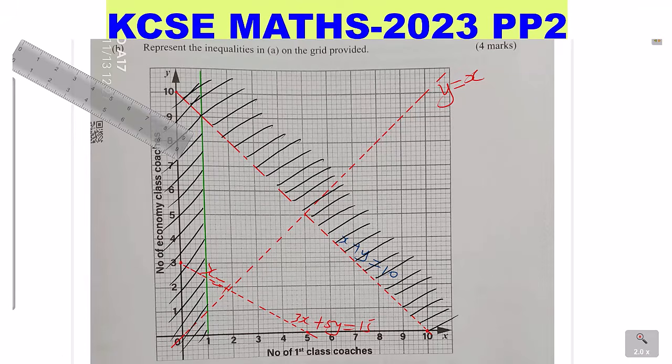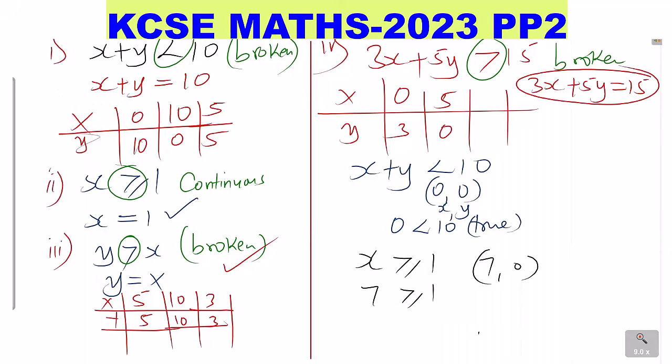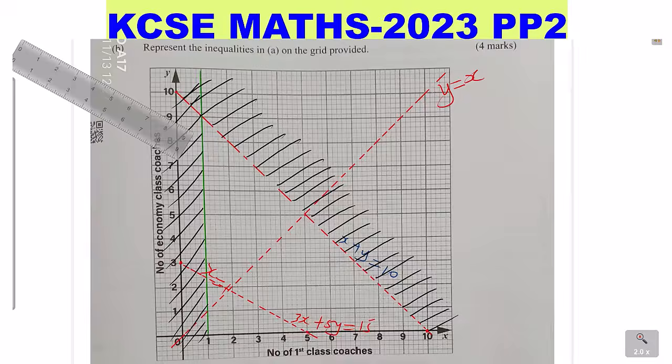So let's go to the other line, and the other line is y is greater than x.